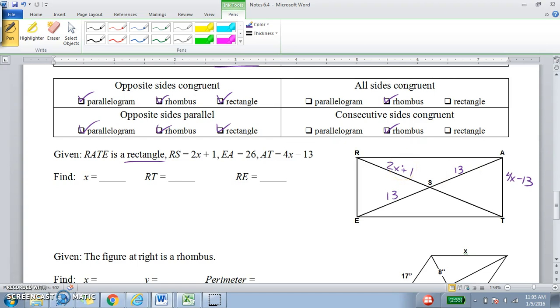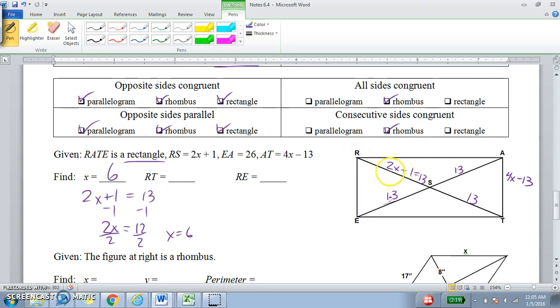Since it's a parallelogram, we can write that each piece is 13. Since it's a rectangle, we know the diagonals are congruent to each other. So if each of these pieces right here is 13, that means all 4 of these pieces are 13. So to solve for x, we can take 2x plus 1 equals 13, and then solve for x. Divide by 2, so x equals 6.